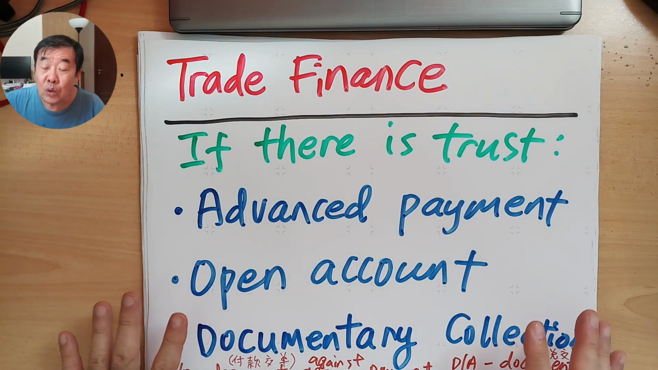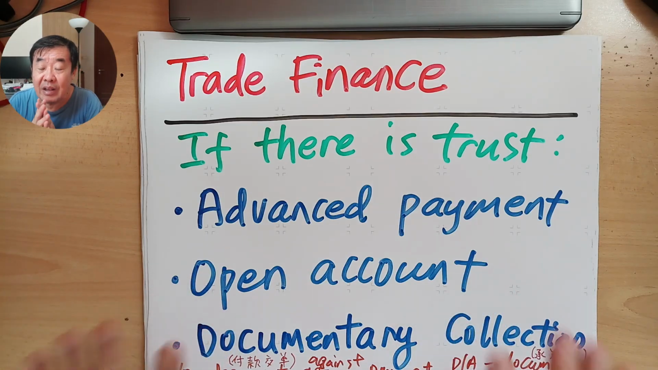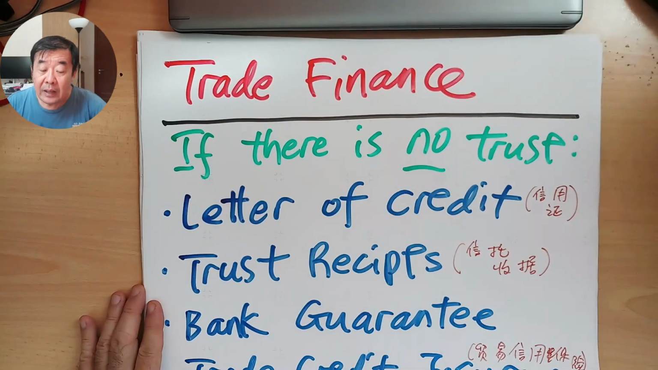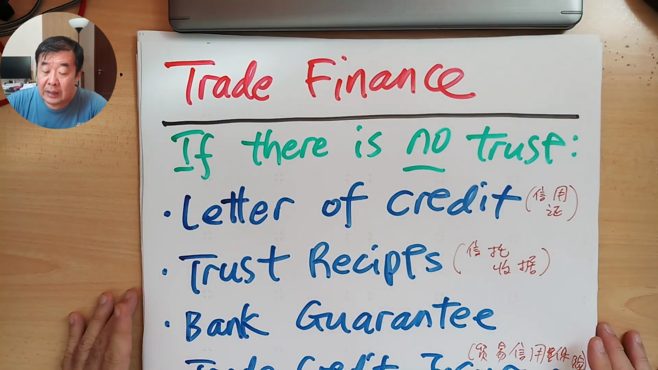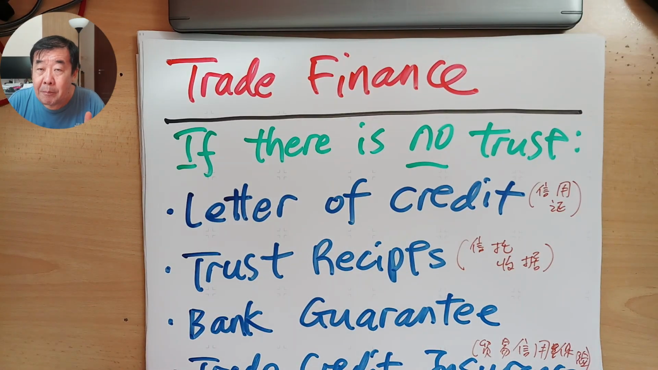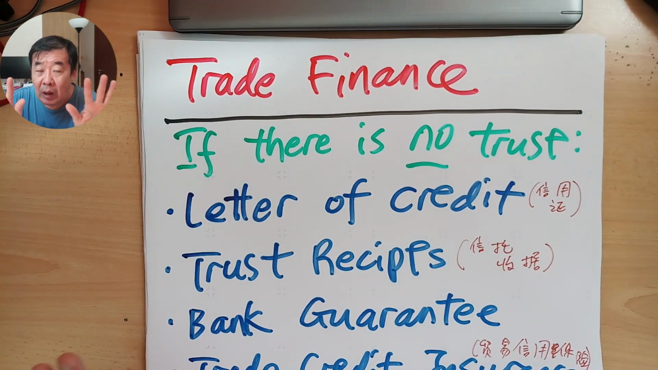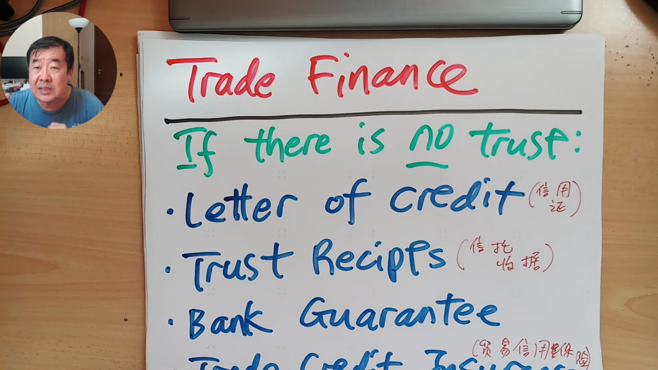But what happens when there's no trust? When there's no trust between the exporter and importer, or they have never met each other, they have never dealt with each other before, then trade financing will be involved. Now, when trade financing is involved, that means the bankers representing the importer and the bankers representing the exporter will be involved in this trading relationship. Now, when bankers are involved, they have to come out with some documents, to substitute the credit standing of the importer or the exporter using their bank credit standing.